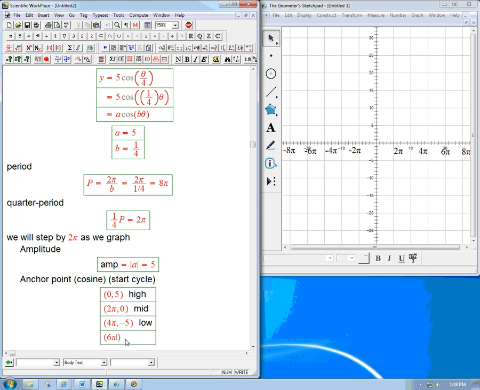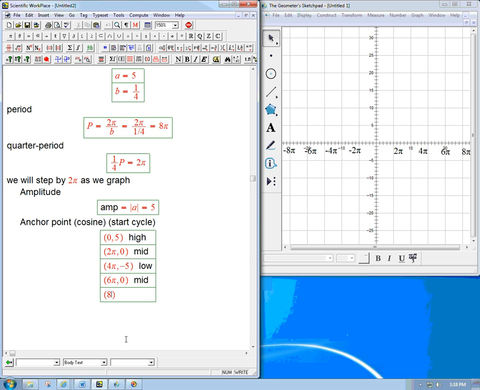Now, we're 3/4 of the way through. We go back to middle, which is 0. And then we finish out the period, 8 pi. You should check that as you finish out the cycle, you should be getting to the full period. That's back to the top, because that's how cosine starts a period or ends a period, back to high. Okay, so we can just plot those points.